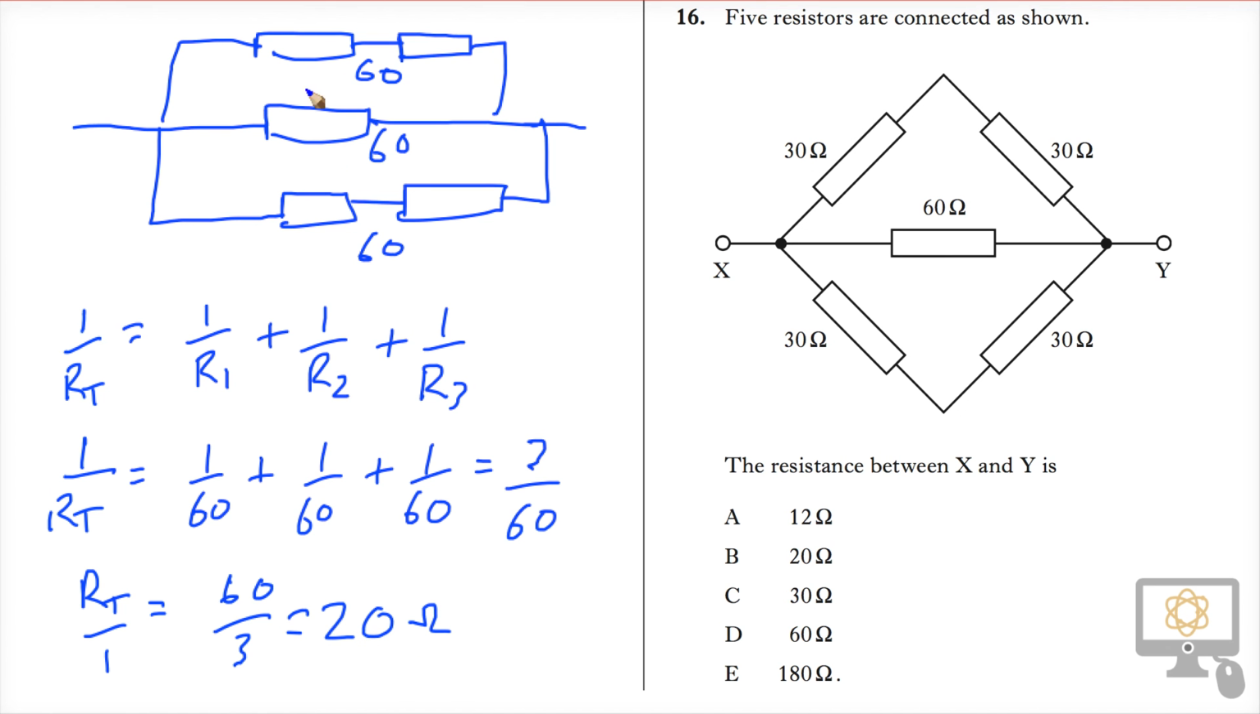Now, of course, if you know anything about resistors in parallel, you'll know if they're the same size and there's multiple resistors, then you just take the value of 1 and divide it by the number of branches, and that's effectively what we've done here. So the answer is 20, which would mean that B is the correct answer.